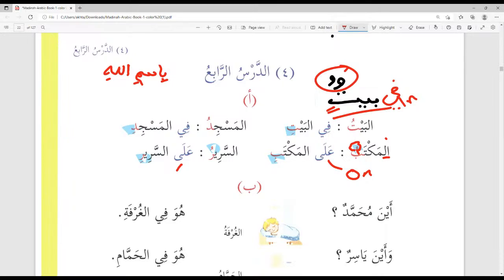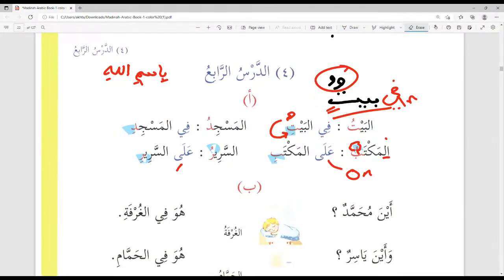So it's like for like. If it has 1 dhamma, like here, because of alif and lam, then it will change from 1 dhamma to 1 kasra. The same here, baytun, we say fi baytin, in a house.